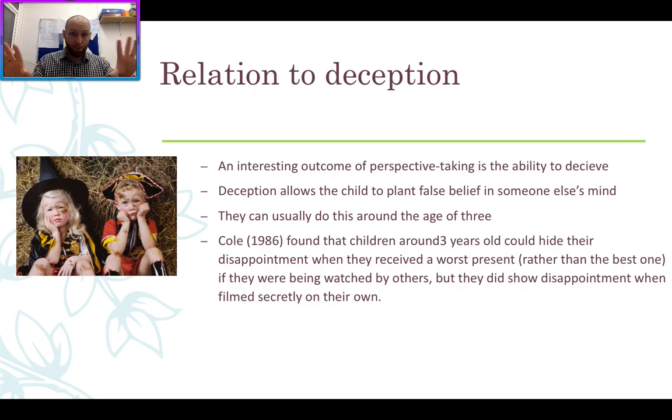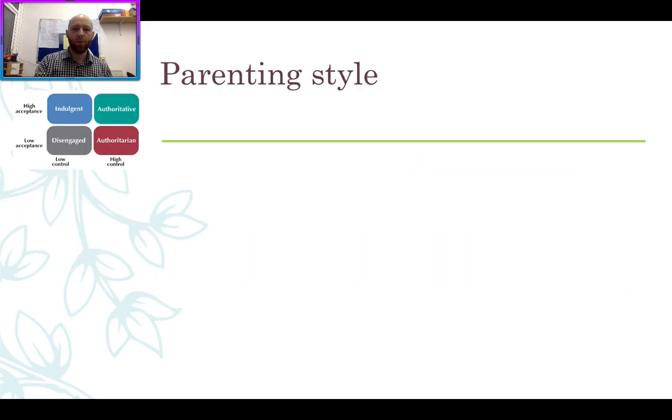They're given two possible presents, one's the best, one's the worst, they receive the worst. When other people are around, children are good at masking their disappointment. So they say, thank you. But when they're filmed secretly, they show their disappointment. This shows that they can deceive others. Why are they not demonstrating disappointment? Because they understand the social norm that when you are given a gift, or perhaps not a social norm, but they can put themselves in the position of the giver, and they don't want to upset the giver by looking disappointed.